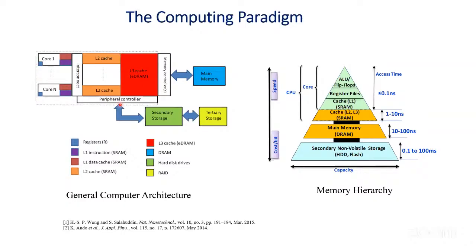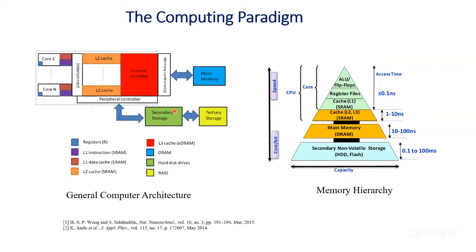Now this processor is then connected to the main memory. Main memory is also DRAM. This is slower than L3 cache, but it is not embedded inside the processor. It is outside the processor, and it is controlled using the memory controllers. And then we have the peripheral controllers to control the peripheral or secondary storage.